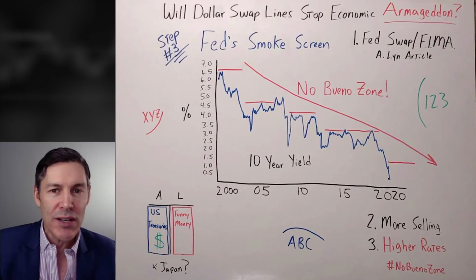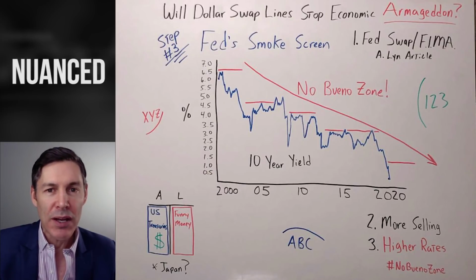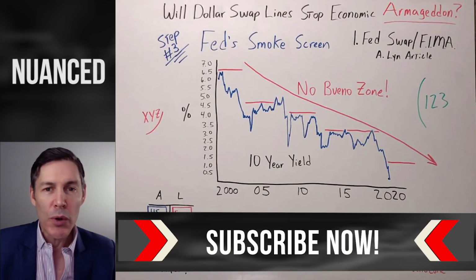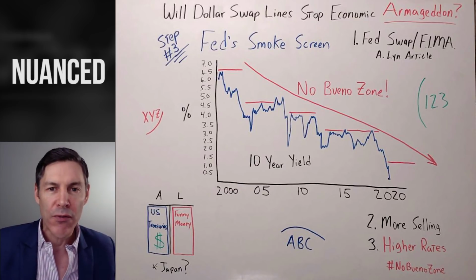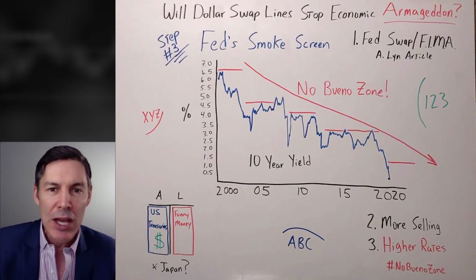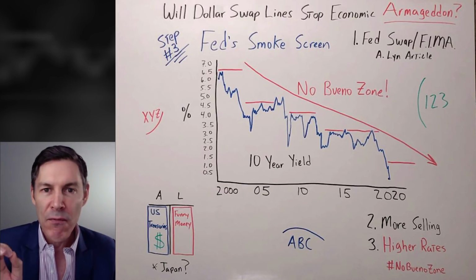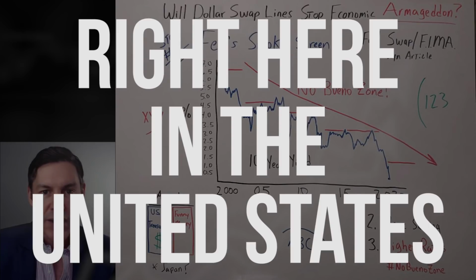But the question is very nuanced, because at surface level, what the Fed wants you to believe is that they're preventing economic Armageddon in all of these foreign countries. Where if we peel back the layers of the onion, and if we take the red pill, we can see that the Fed is actually preventing economic Armageddon right here in the United States.